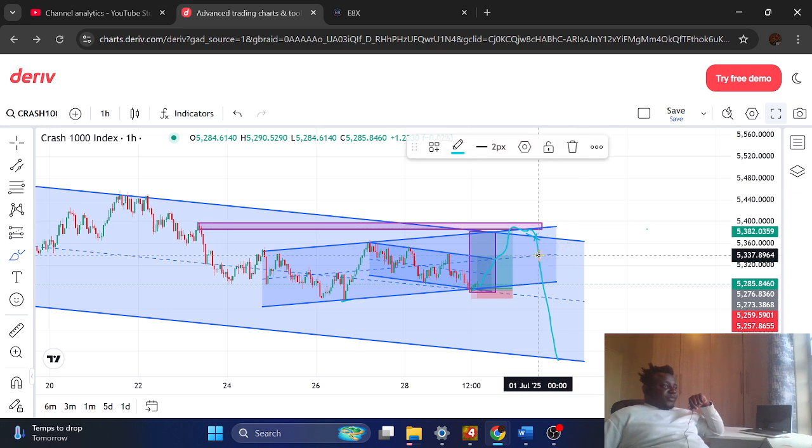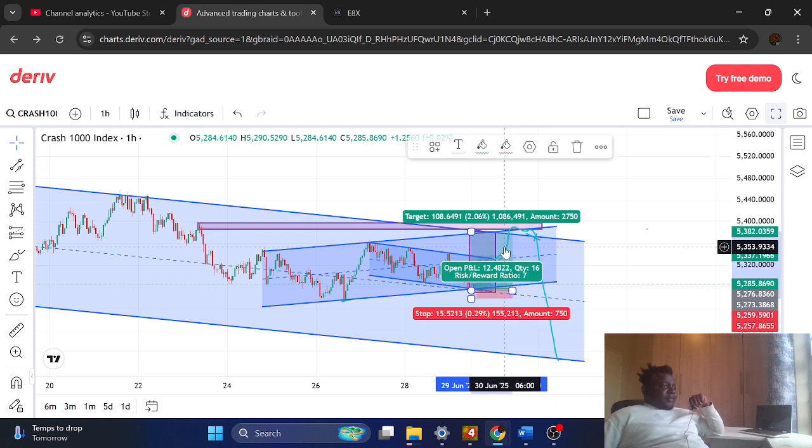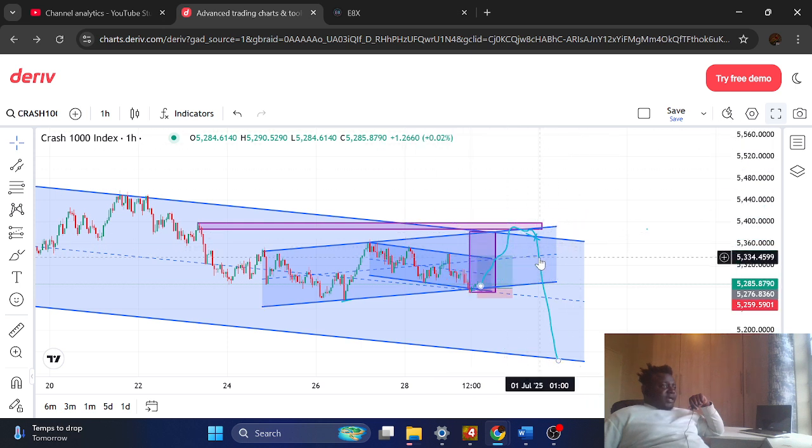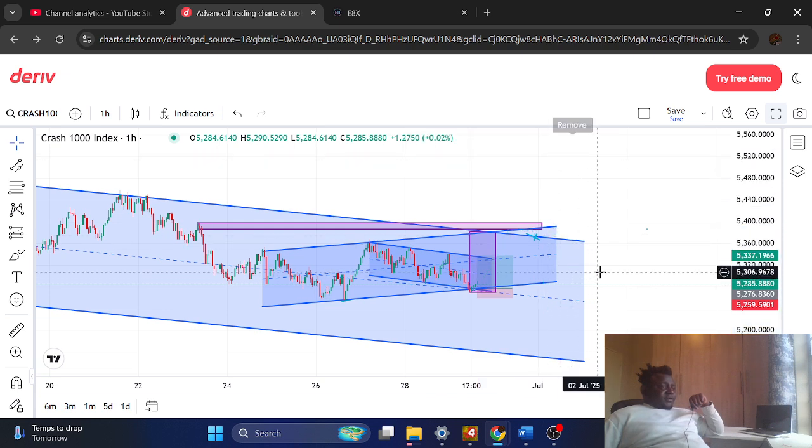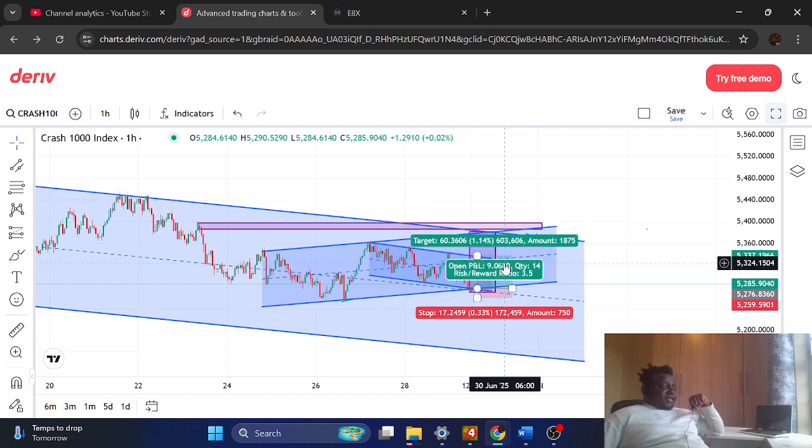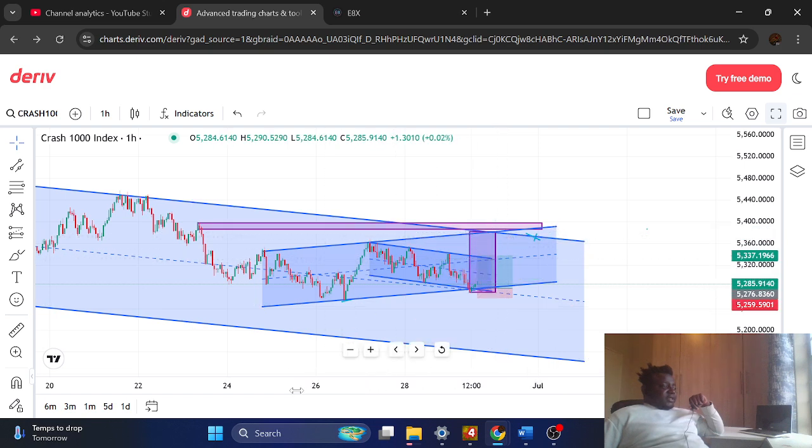Okay, the buy we want is now. We can buy now, and then we can exit when the market reaches this point. The first TP would be the inner green zone, and the second TP would be there.